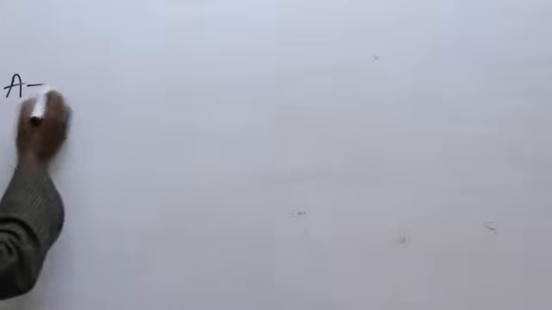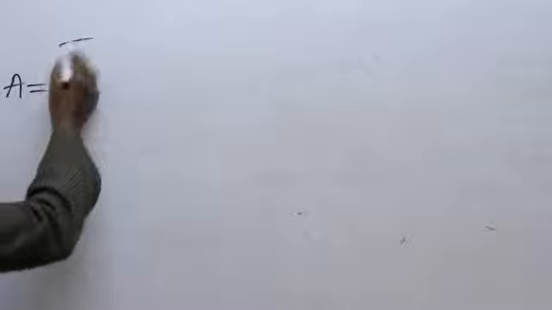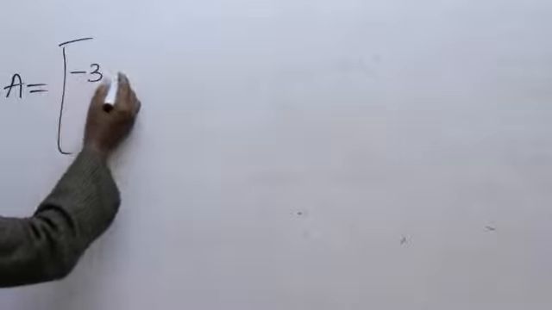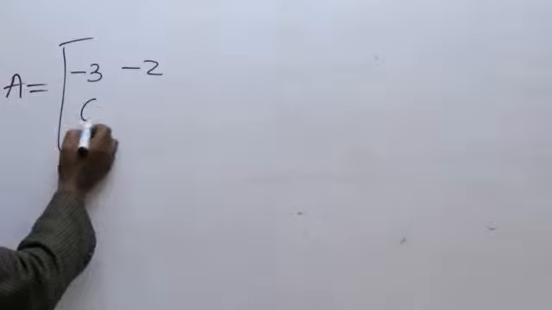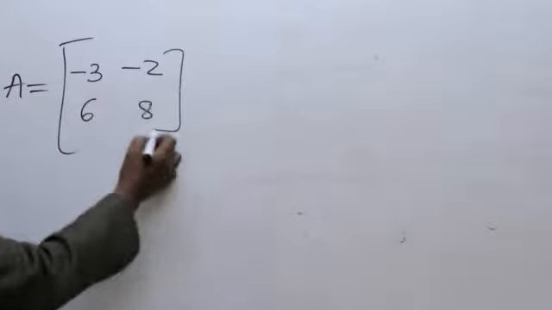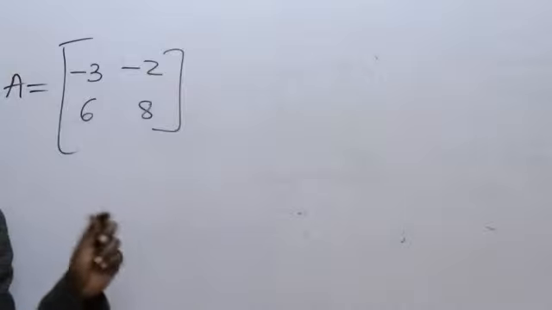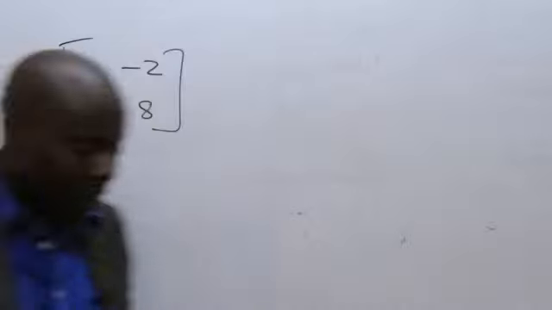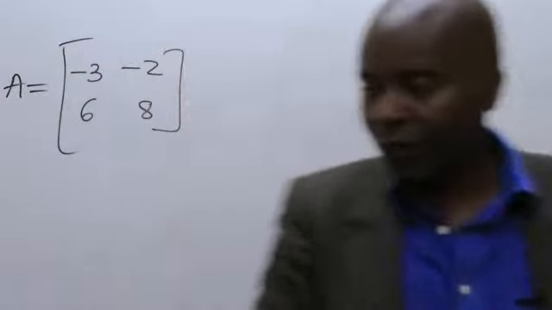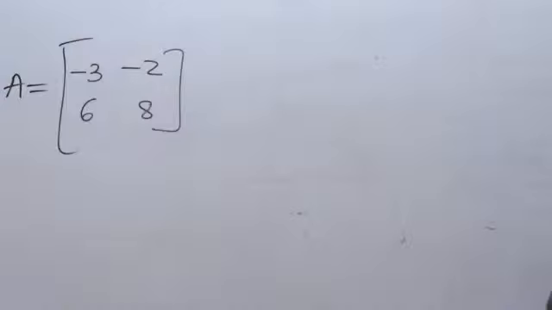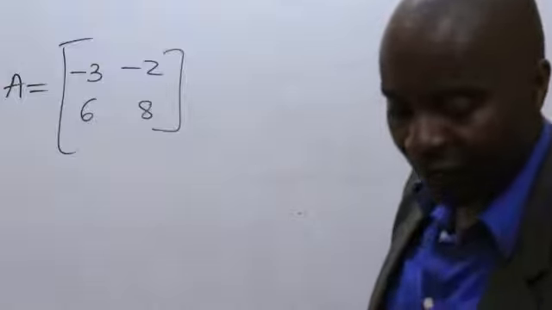You're given A equals -3, then we have -2, then we have 6 and 8. And then somebody tells you to find the inverse of this particular matrix. Who will be able to help me in a minute? Just 1 minute only. Please give me the inverse. First of all, start by giving me the determinant.